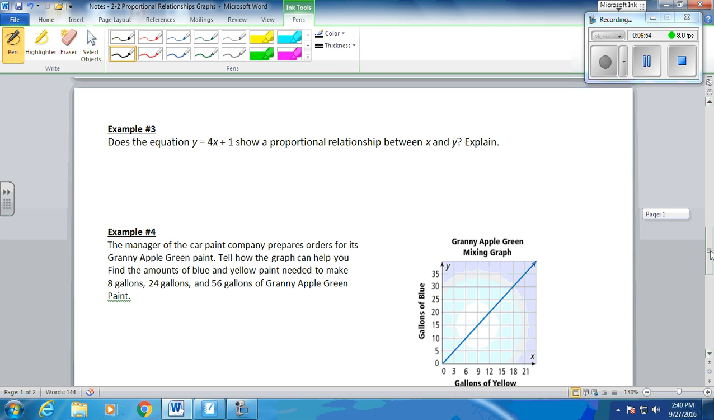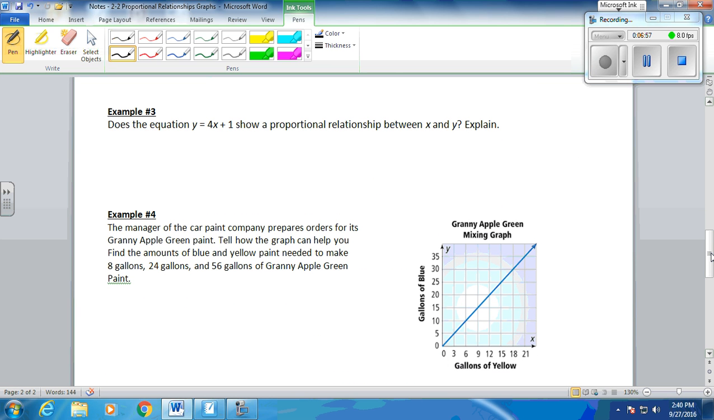Moving on to example number 3, they're asking, does the equation y equals 4x plus 1 show a proportional relationship between x and y? So again, I'm going to set up my chart because I noticed they didn't even give me a graph this time. And then I will have y equals 4x plus 1, and then I will write down what my corresponding y is. I'm going to obviously substitute in 0 because I want to check to see if the graph goes through 0, 0, which is the origin. If the point 0, 0 does not show up in my table, then the relationship is not proportional.